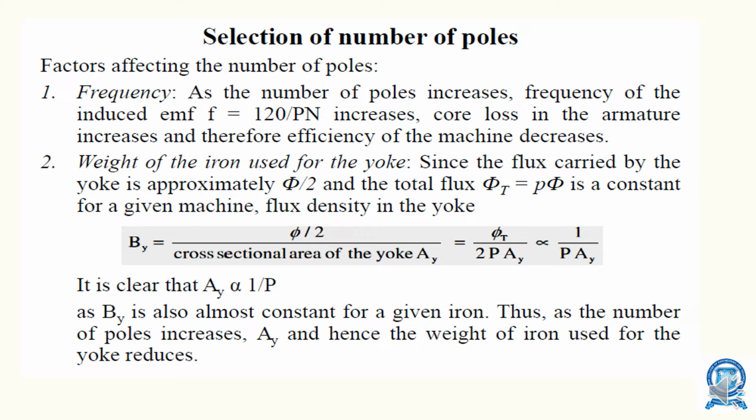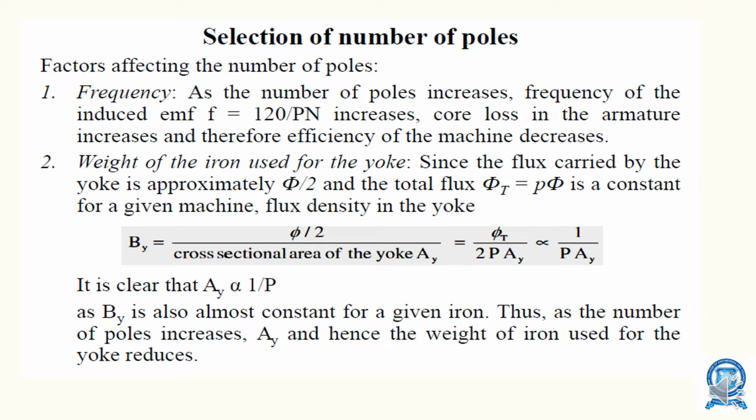As we are aware, frequency f is equal to PN by 120. Here, the frequency and number of poles are directly proportional. As the number of poles increases, the frequency of induced EMF increases, core loss of armature increases, and therefore efficiency decreases. So if the frequency increases, the efficiency decreases, so a minimum frequency is maintained.